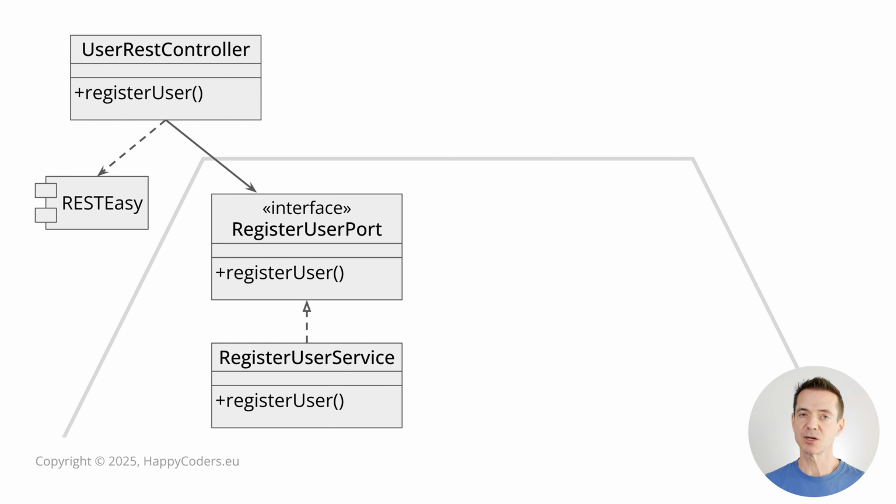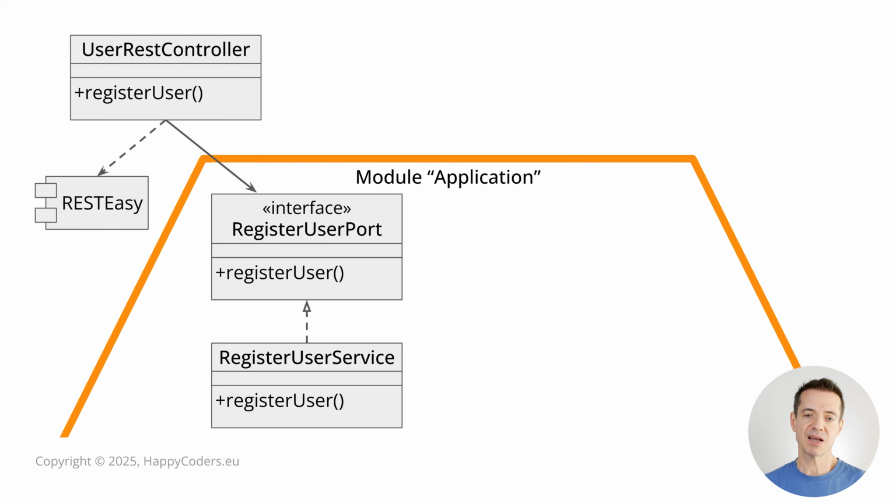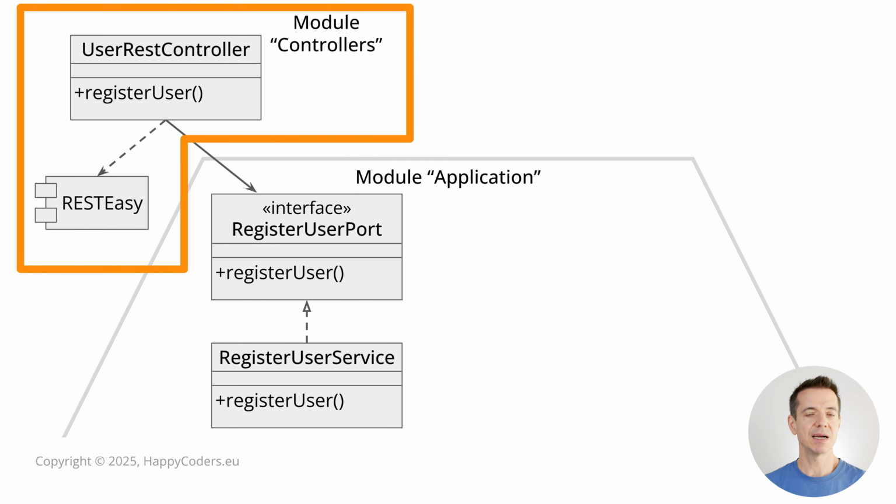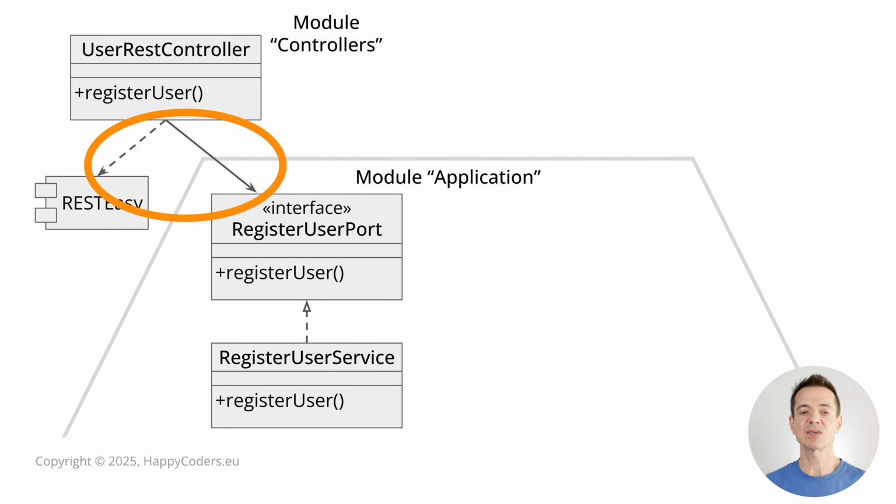If we now split the code into two modules, for example, two Maven modules, then we have an application module here and a controller module here. The controller module has dependencies on the application module and on REST Easy. And since the dependency goes from the controller to the application and not the other way around, the application module also has no dependency on REST Easy. So the code in the application module knows nothing about the technology used in the controller module.